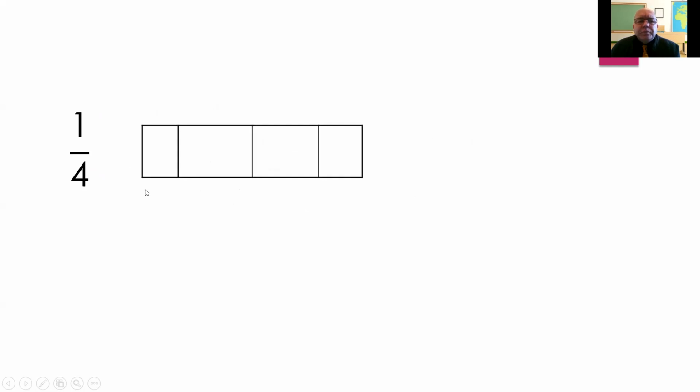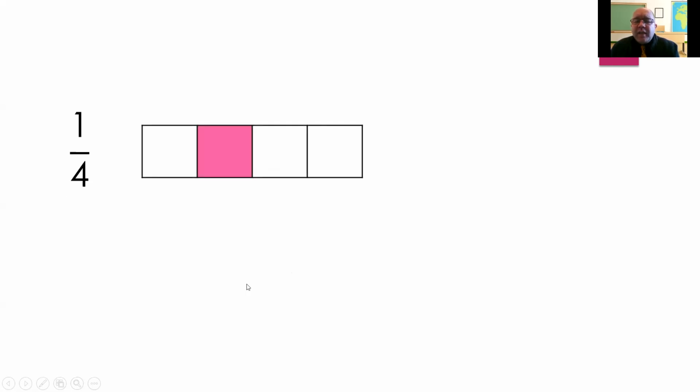First of all, remember, we need to split it. If it's quarters, then it needs to be 4 equal parts. Is this bar split into 4 equal parts? No, it's not. Now it is. So we've got 4 equal parts. So these are quarters. Now, what does 1/4 look like? Well, there it is. There's 1 shaded in. So that's 1/4 of this bar.